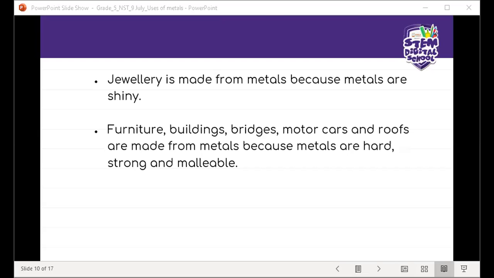All right. So guys, when we say something is malleable, we mean that it is able to be hammered, or pressed into a shape without breaking or cracking. So that is what we mean when we say that metals are hard, strong, and malleable: it can be hammered, pressed into a shape without breaking or cracking. All right. Okay, so let us move on.